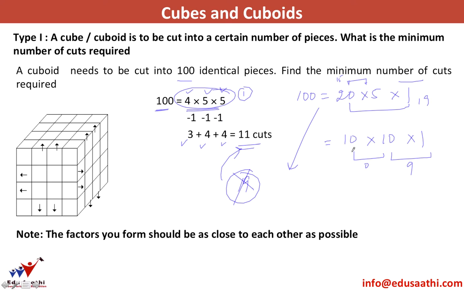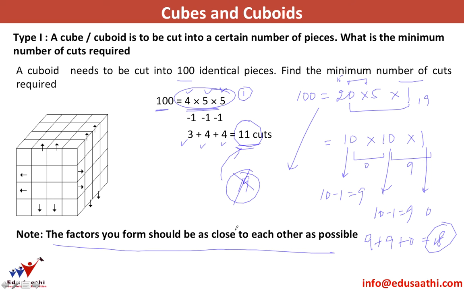Similarly here, for the 10 parts, I'll need to have 10 minus 1, 9 cuts. For this another 10, I'll need to have 10 minus 1, again 9 cuts. And here, 0 cuts. So this gives me 9 plus 9 plus 0, 18 cuts, which is again greater than 11. You'll get the minimum cuts if and only if the factors that you form are as close to each other as possible. This was a case for 100 identical pieces.